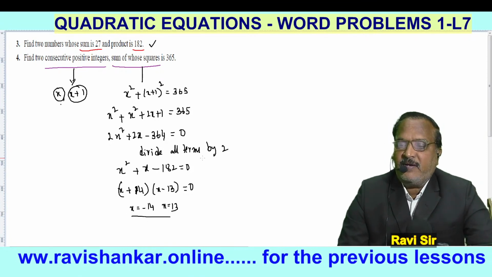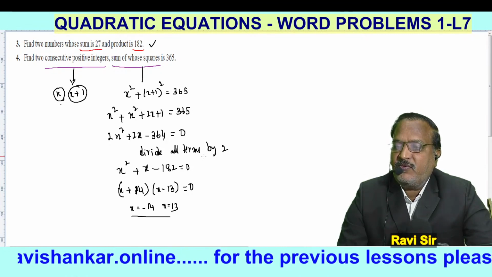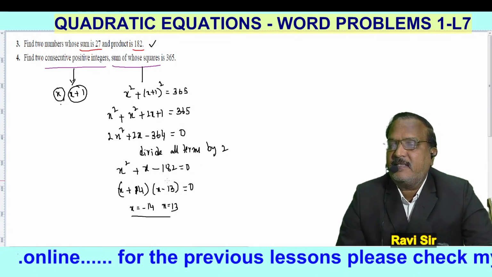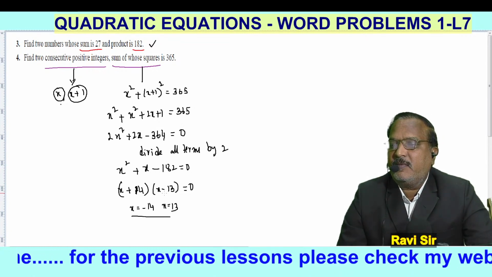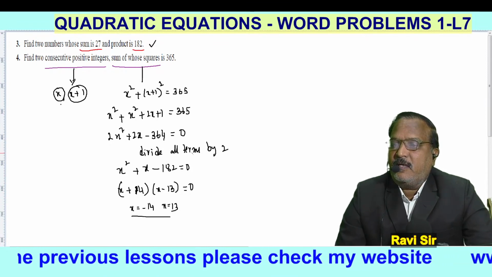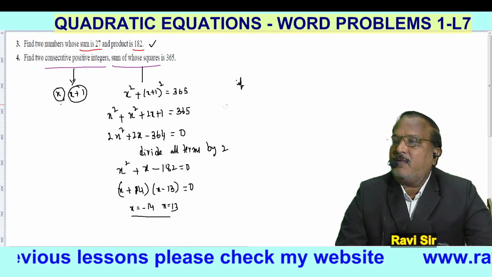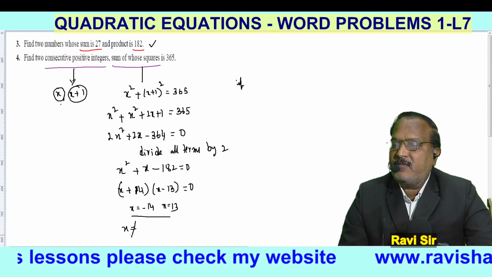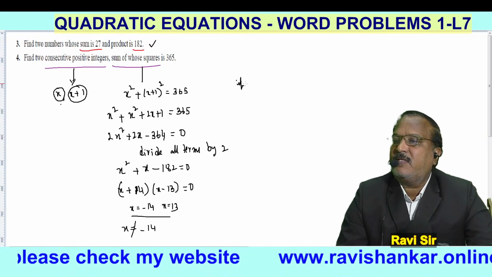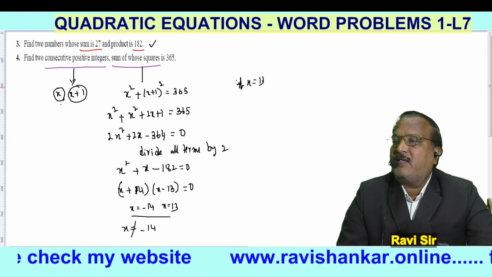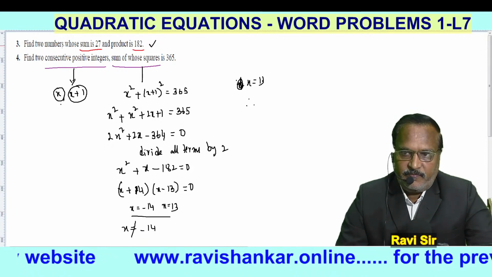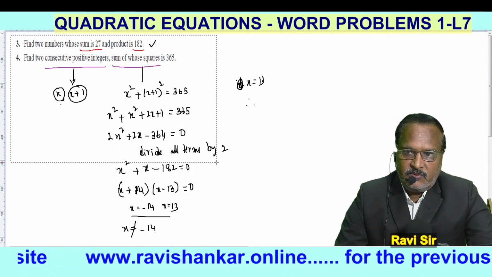So here also we have got two answers. So therefore what are the answers here? If x is equal to, now x cannot be equal to minus 14 because it is a negative integer. So therefore x is equal to 13. Then what are the numbers? Therefore the numbers are 13 and 14. So this is how you have to solve it.